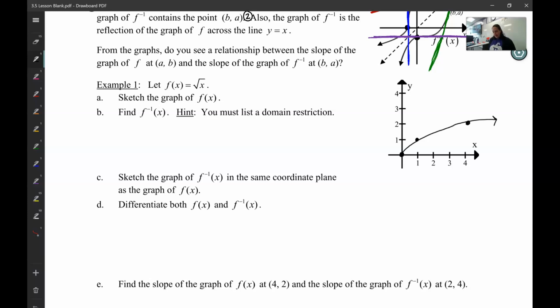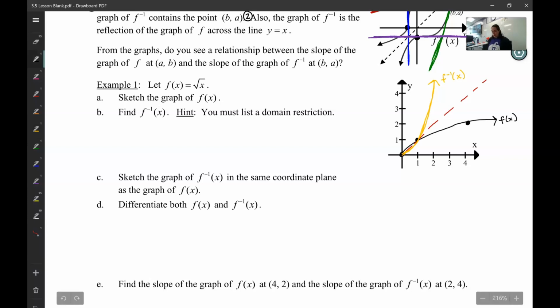Now it says to find f inverse of x. Remember, to find the inverse, you're going to flip the points or reflect across this diagonal line. So we're just going to do a reflection. That's the easiest. Like that. So this is f of x. This is f inverse of x. So there it is on the graph.